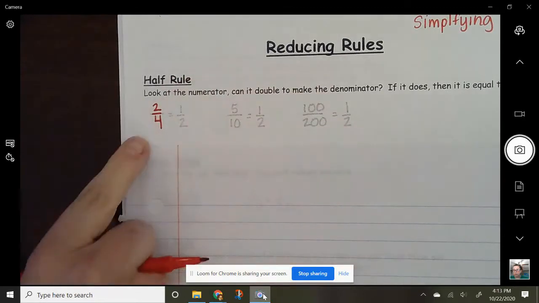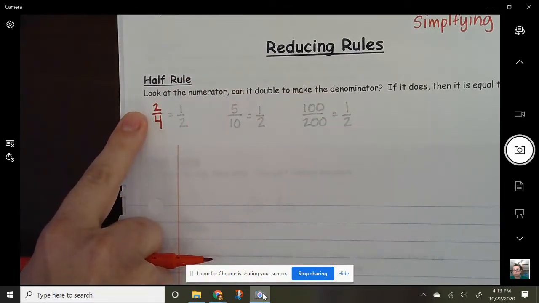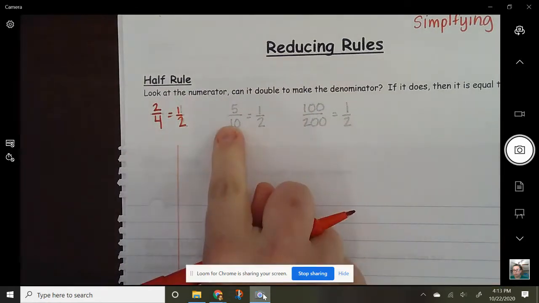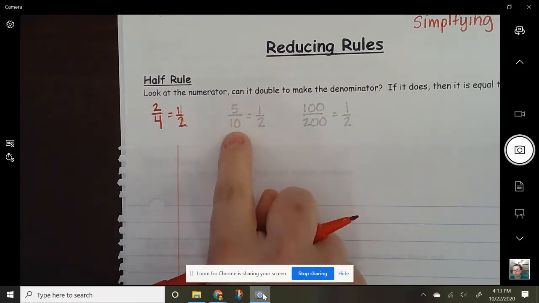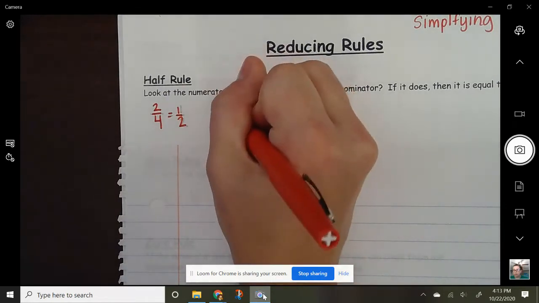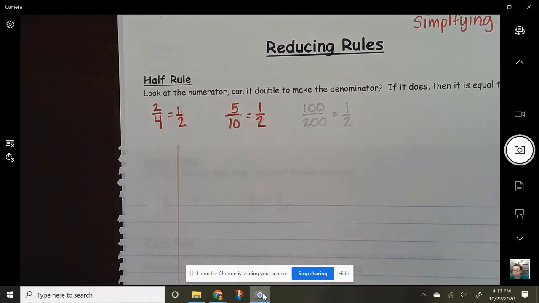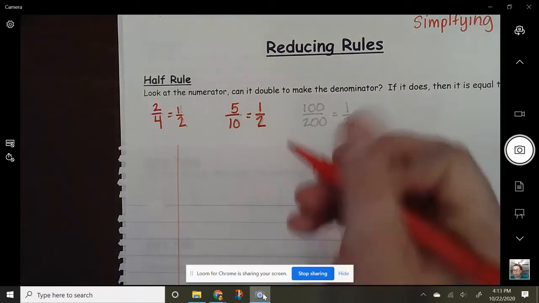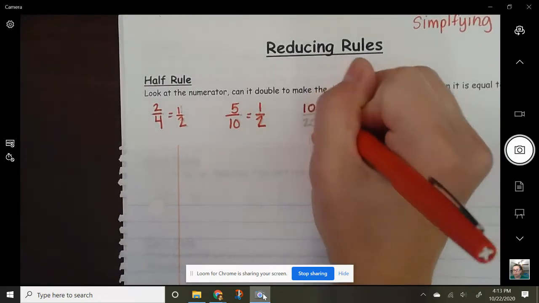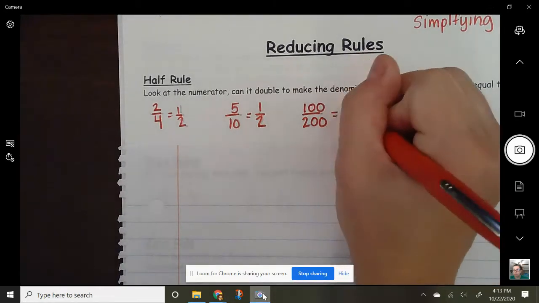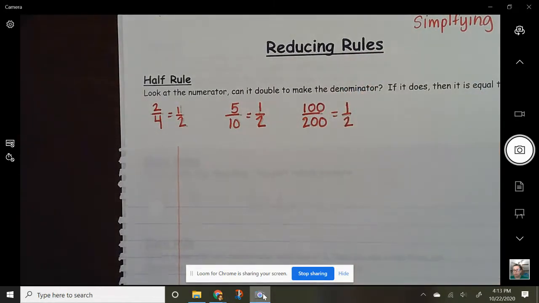2/4. Look at the numerator, 2. Can I double it to make the denominator? 2 plus 2 is 4. Yes, it will equal 1/2. 5. 5 plus 5 equals 10. That equals 1/2. We called these our doubles rules back when we were learning to add. Here's one that's a little bit more complicated. 100 over 200. 100 plus 100 is 200. Therefore, it is 1/2.